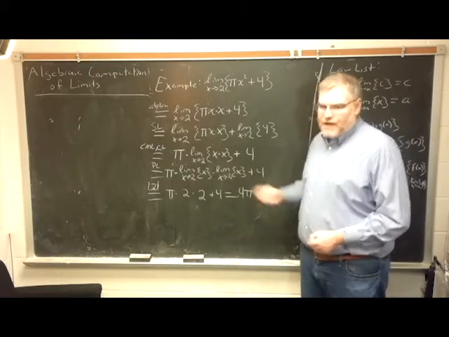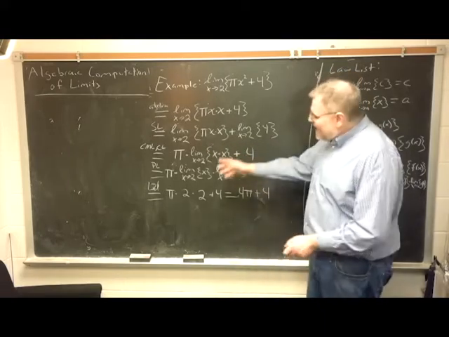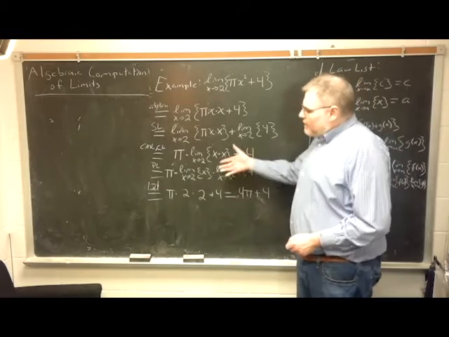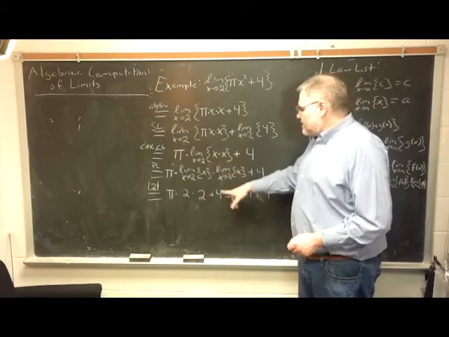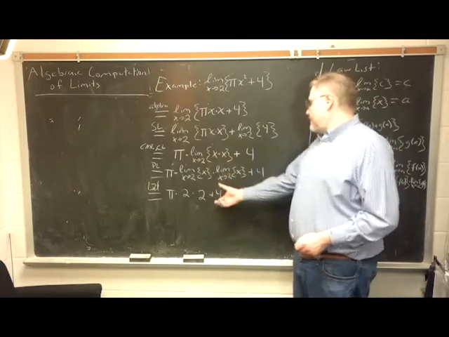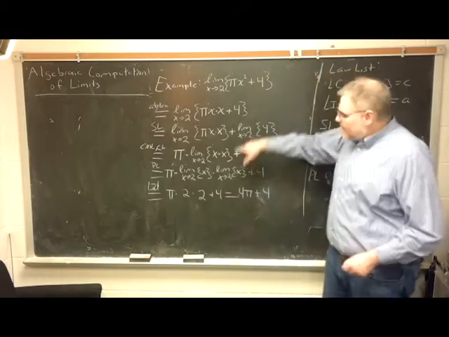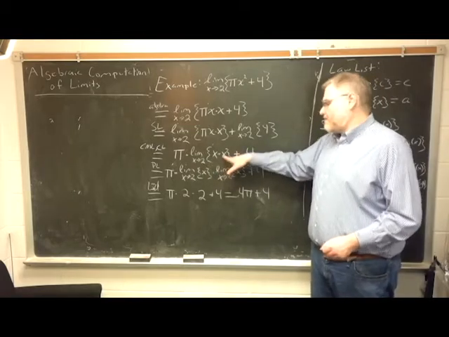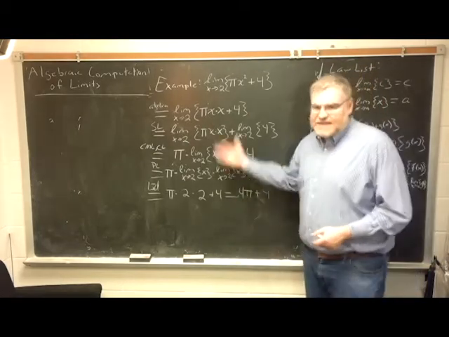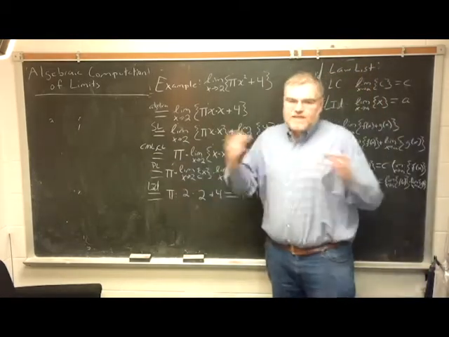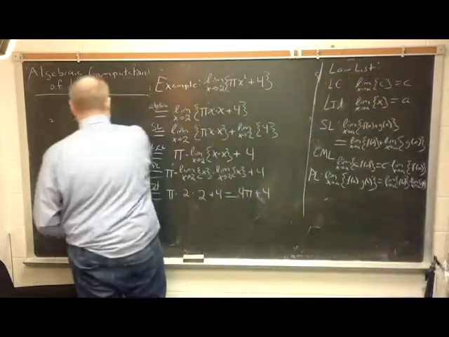Also, notice from this example, I've got x times x. If I did this again and again, so if I had x to the fifth, I could apply the product law 5 times and simply get the limit of x to the fifth. Notice that if this was x to the 7th, I could have applied the product law 7 times.